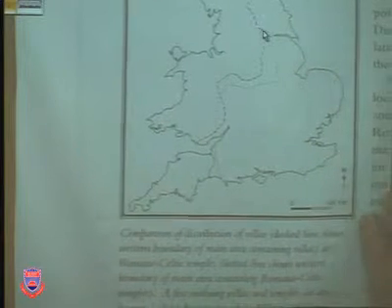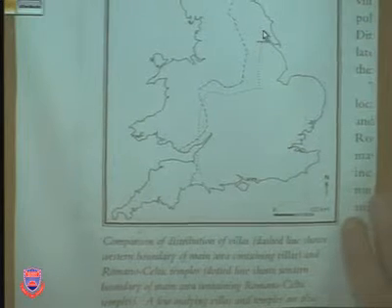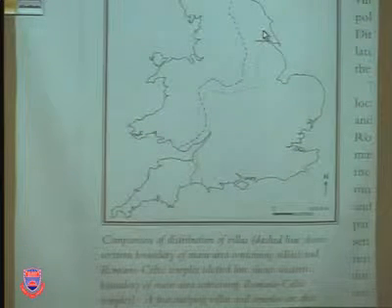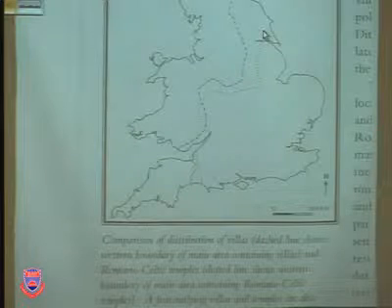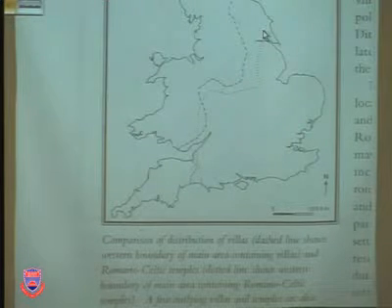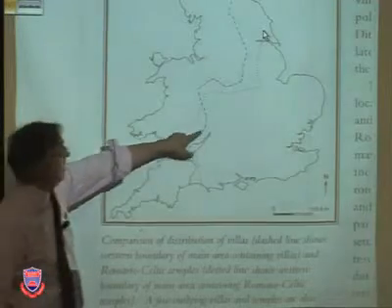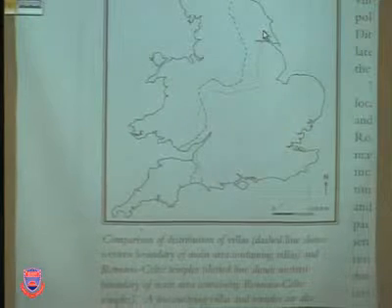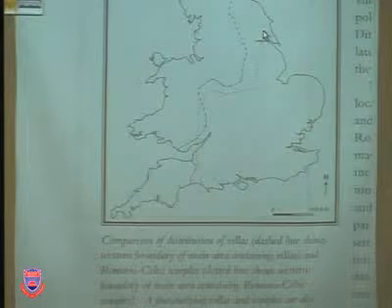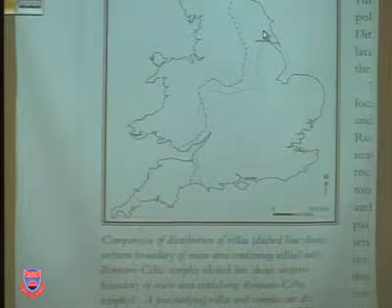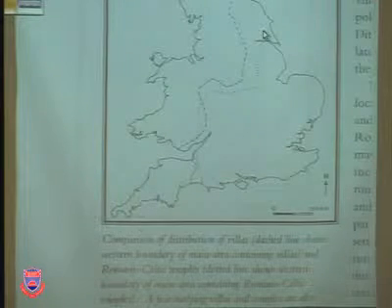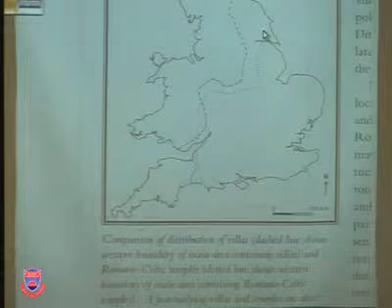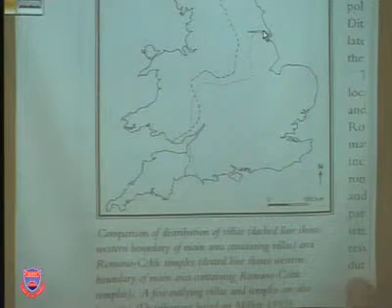And here we have another map. We can't get it all on, with more dots and lines. Comparison of distribution of villas, dashed line shows western boundary of main area. So the villas is the dashed line here. Okay, we're talking about a later period now. And Romano-Celtic temples. Okay, we haven't talked about religion yet, but pagan religious sites that have kind of a mixture of Roman and British elements to them. Okay.